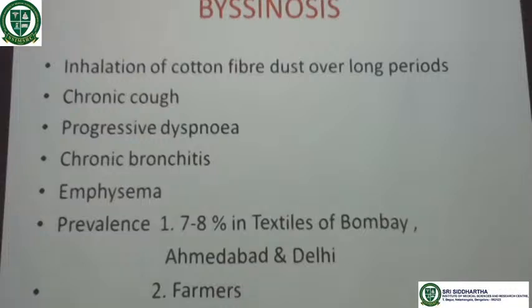And the next one is byssinosis. Inhalation of cotton fiber leads to byssinosis, over a long period, with chronic cough, progressive dyspnea, chronic bronchitis, emphysema. These are the important clinical features. Prevalence of around 7 to 8% in textile industries has been reported in various places, including Bombay, Ahmedabad, and Delhi. Now, this particular industry, especially the cotton textile industry, has played an important role and contribution in India, which is scattered all over the world. And when it comes to cotton fiber inhalation, that is byssinosis, even farmers and agriculture play an important role, especially in India.